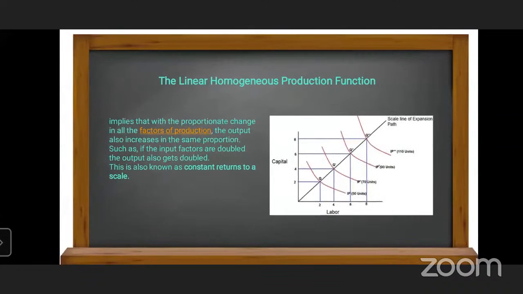And one important bit for the JRF as well as FSAF students is that a homogeneous production function of degree 1 is nothing but constant returns to scale.